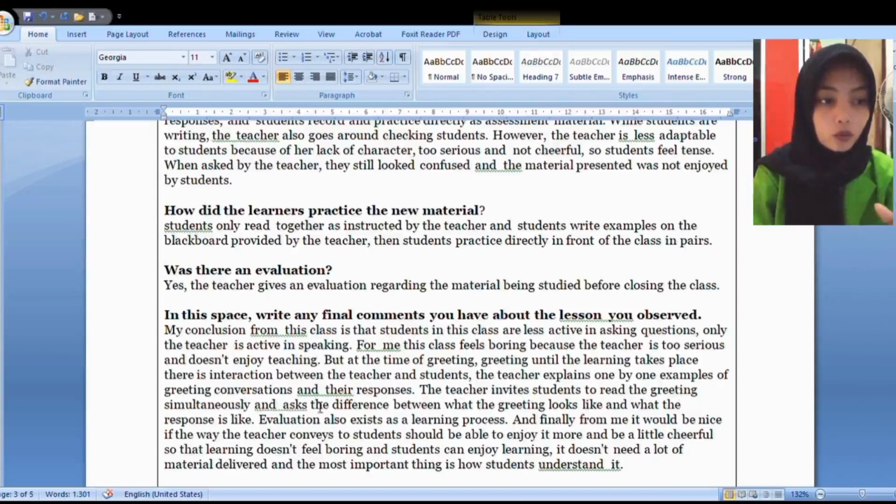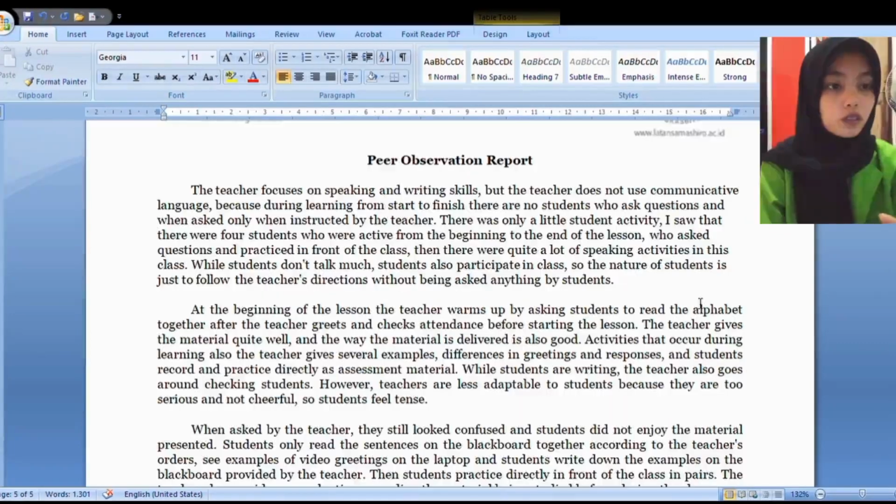And finally, for me, it would be nice if the way the teacher teaches the students could be more enjoyable and a little cheerful, so that learning doesn't feel boring and students can enjoy learning. It doesn't need a lot of material delivered. And the most important thing is how students enjoy it.